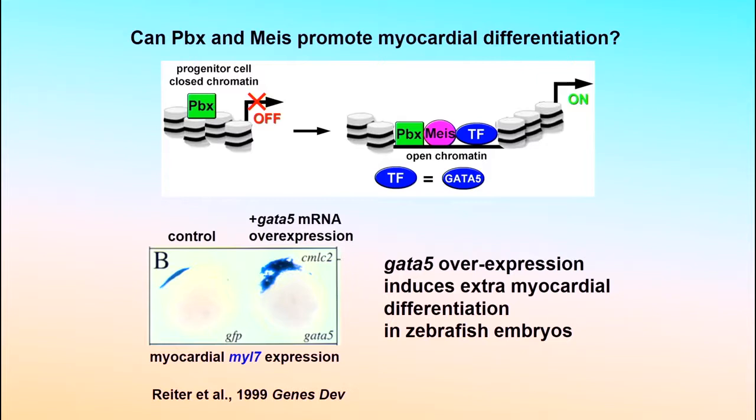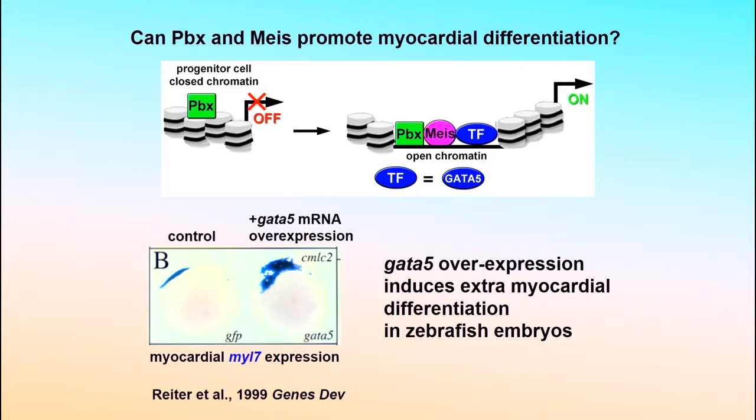Work from several years ago from Jeremy Rydeen in Didier Stainier's lab showed that if he misexpressed Gata5 mRNA in zebrafish embryos, this Gata5 overexpression could induce ectopic myl7 expression, indicating that Gata5 overexpression induces extra myocardial differentiation in zebrafish. And so we've thought that we could use this system to ask whether Pbx and Meis are helping to promote the activity of Gata5.